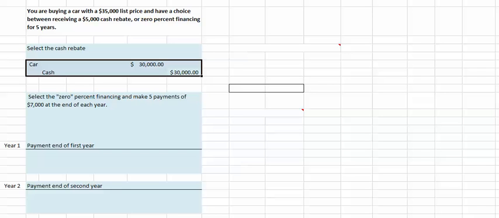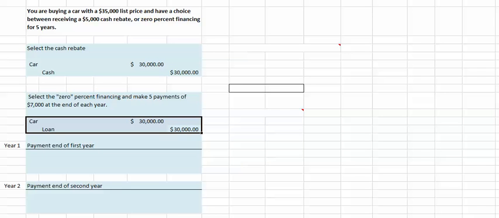Well, once again, it's the exact same car, so we would debit car for $30,000 and credit the loan for $30,000. And a lot of you are going to balk at this and say, wait a minute, the list price is $35,000. It doesn't matter what the list price is. What matters is how much cash we would pay for the car, and we determined in step 1 that that was a $30,000 price.